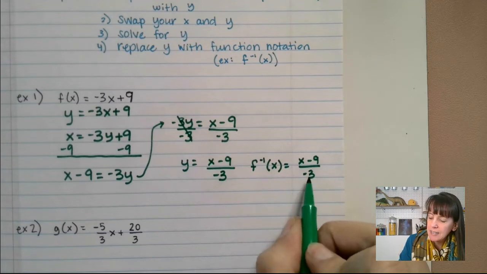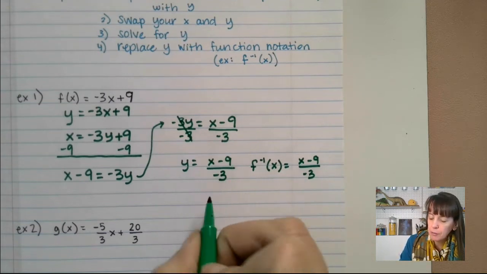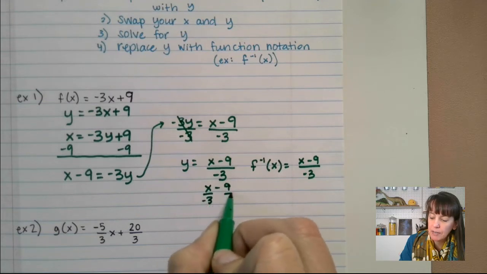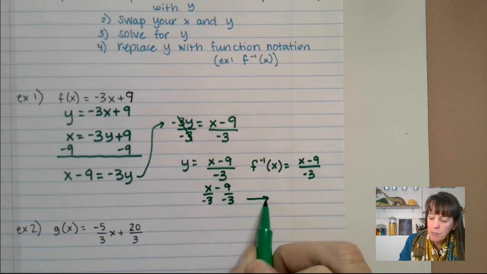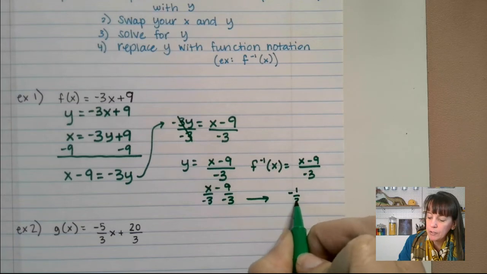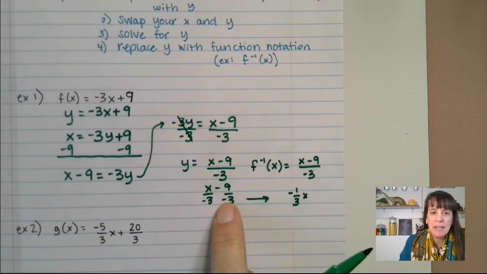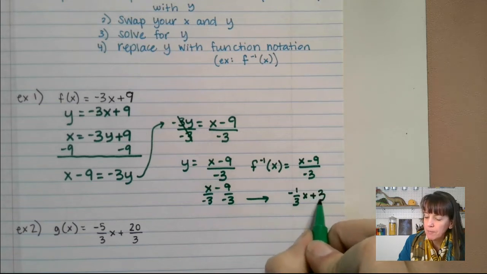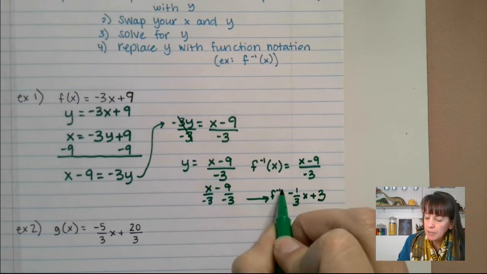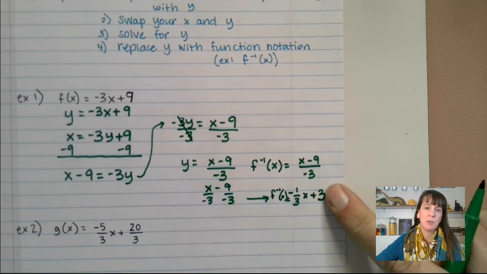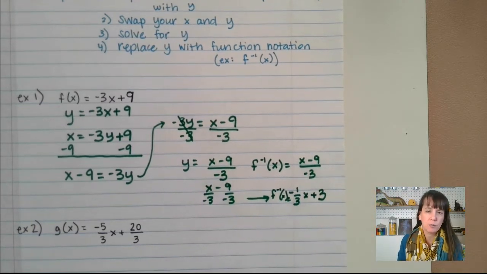You can divide each chunk by negative 3. So x minus 9, you divide by negative 3, divide by negative 3. And what that would give you is negative 1/3 x, or negative x over 3. And then a negative divided by negative is a positive, so plus 3. So we'll throw in the f of negative 1 there, x equals. But either way is acceptable. I just wanted to show you that there are two ways to write that.